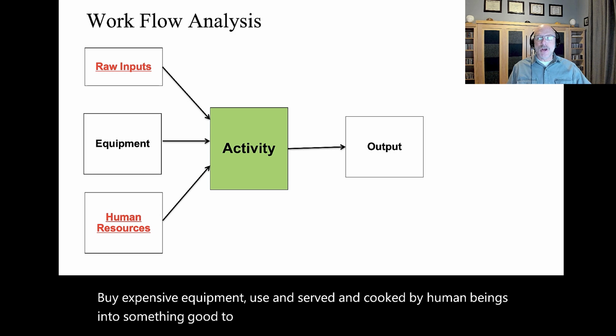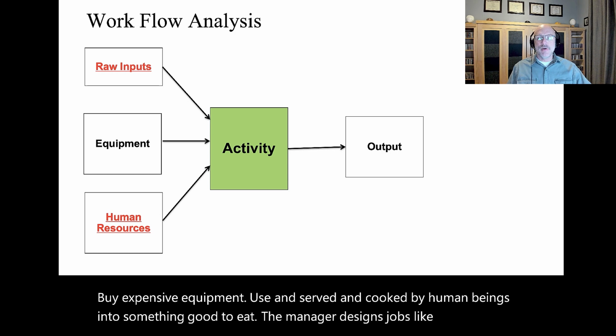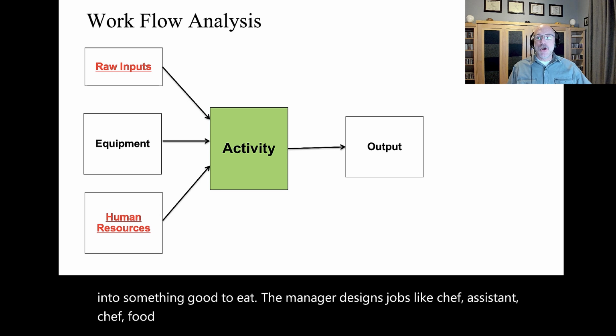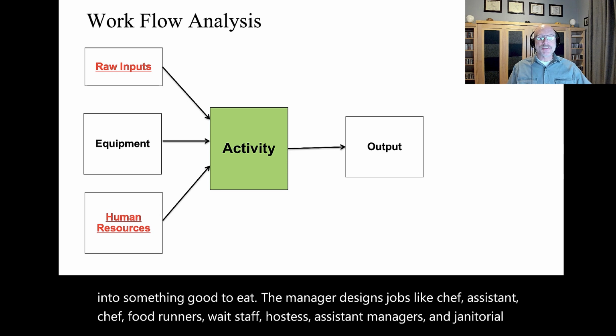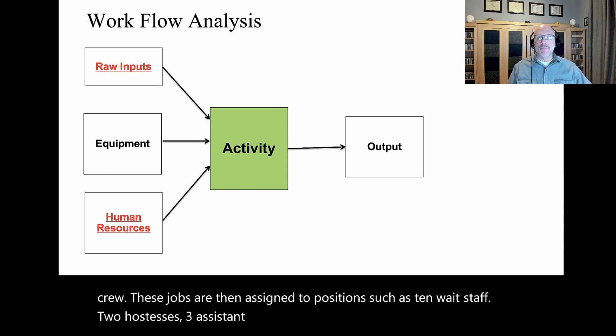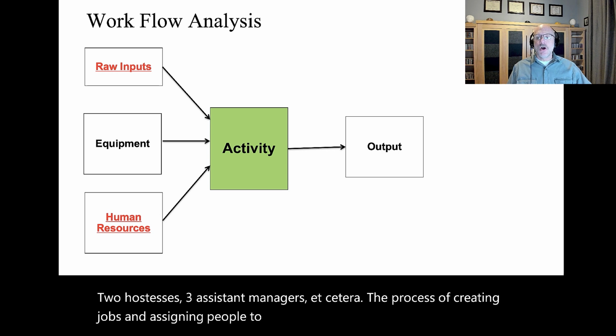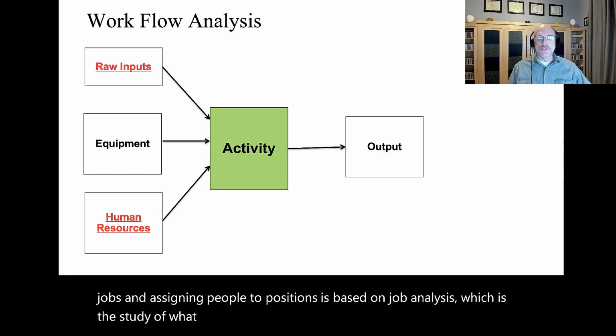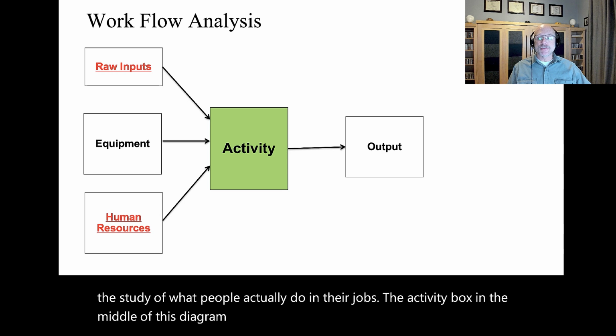The manager designs jobs like chef, assistant chef, food runners, wait staff, hostess, assistant managers, and janitorial crew. These jobs are then assigned to positions such as 10 wait staff, 2 hostesses, 3 assistant managers, etc. The process of creating jobs and assigning people to positions is based on job analysis, which is the study of what people actually do in their jobs. The activity box in the middle of this diagram is the focus of this lecture. Let's move on.